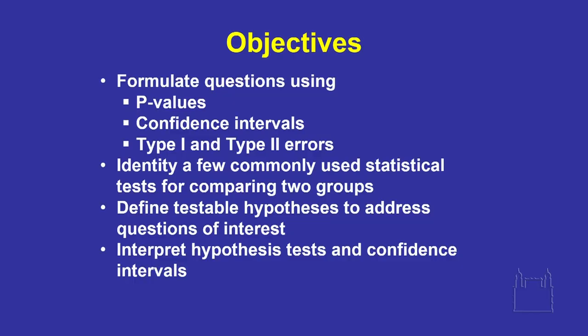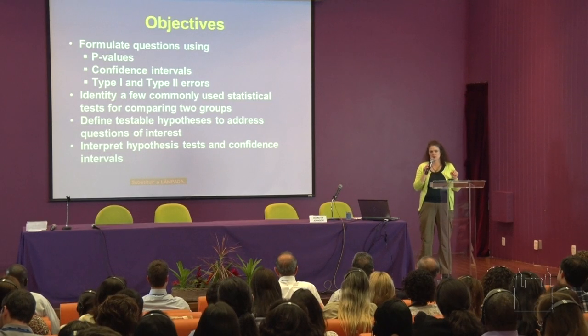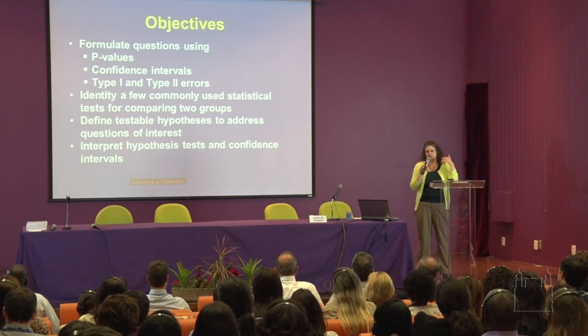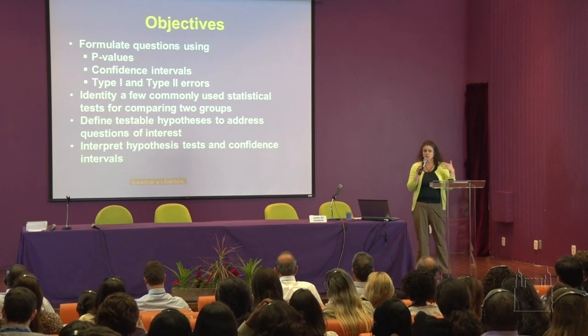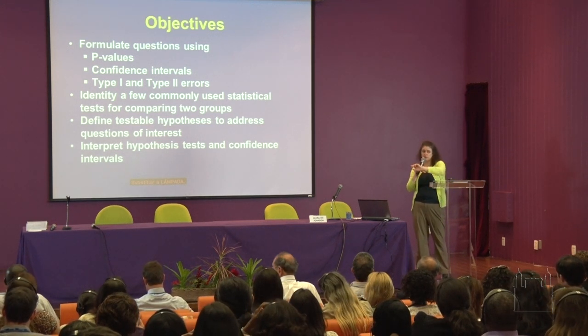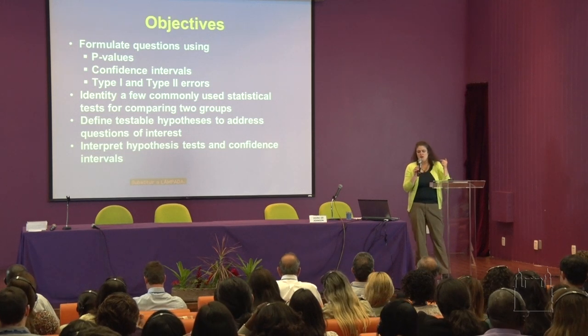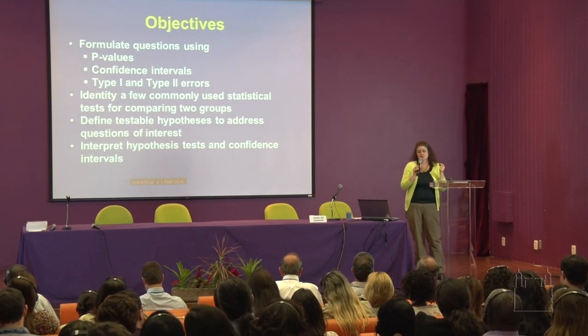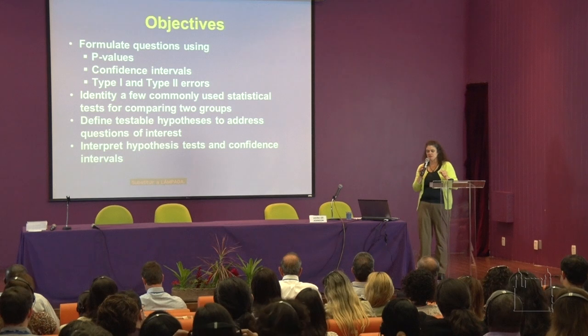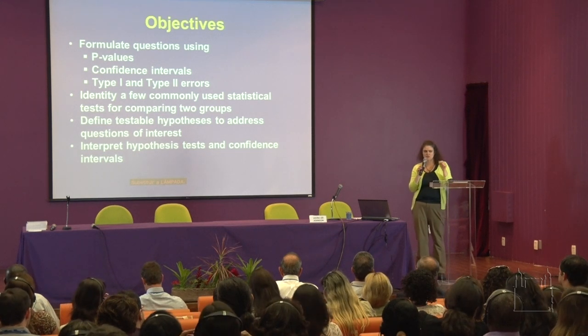I got nice pictures. Type 1 and type 2 errors. You don't know what those are yet, maybe, but you will by lunch, hopefully. So identify a few of the commonly used statistical tests for comparing two groups. Some of this, I will admit, you need to read more in the chapter than what I'm going to talk about here. I'm going to also have you all be able to define testable hypotheses to address questions of interest.